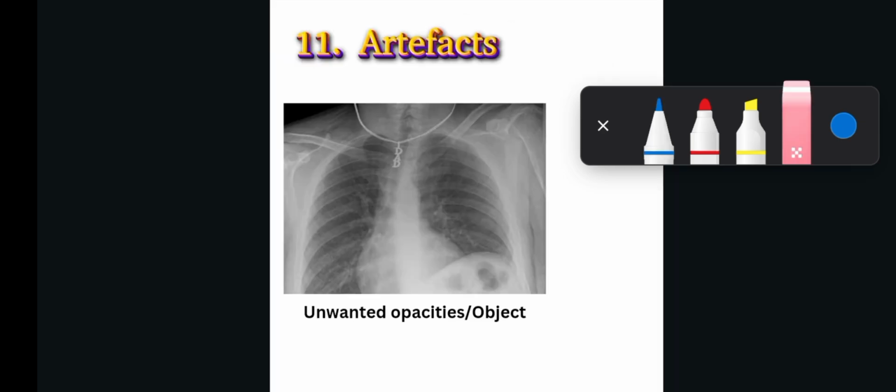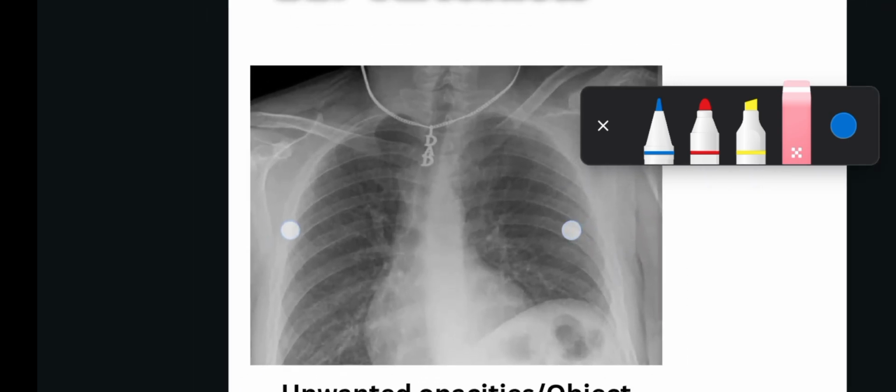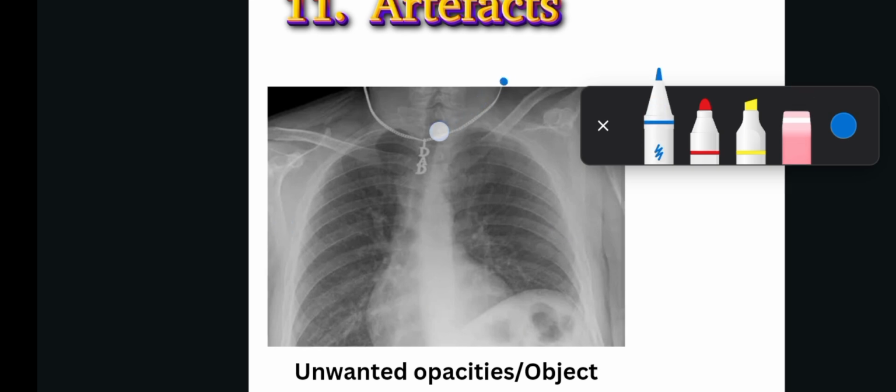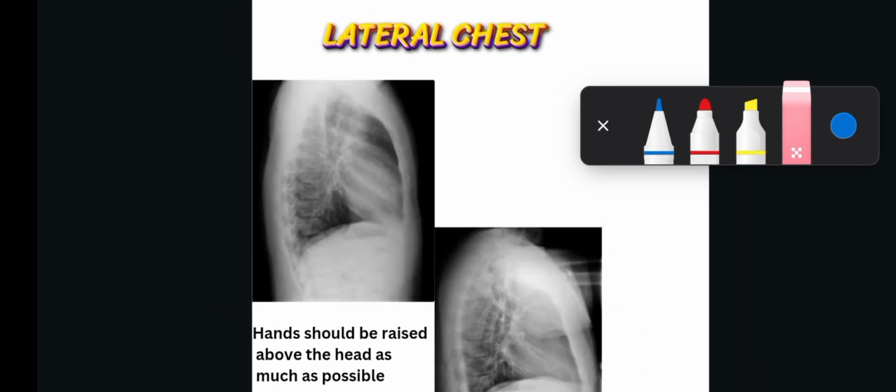We look at the last factor in our presentation. That is the artifacts. These are unwanted opacities or objects in the radiograph. We look at this radiograph, we can see the necklace. Maybe the radiographer did not remember to ask the patient to remove the necklace before the X-ray was taken. So in such an image, it needs to be repeated. Now this is a lateral chest X-ray.